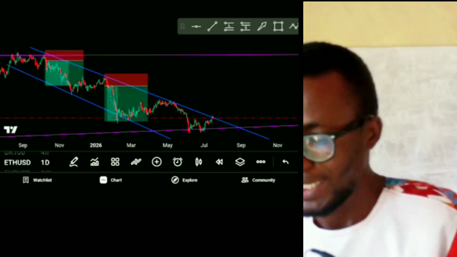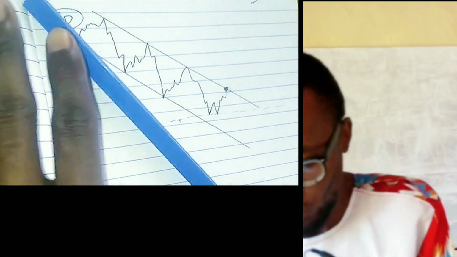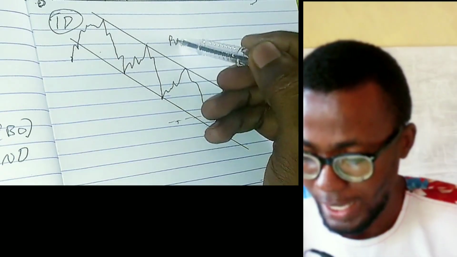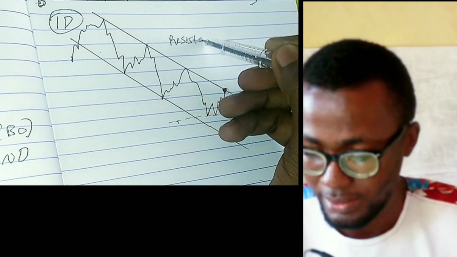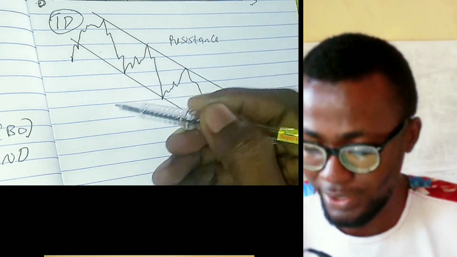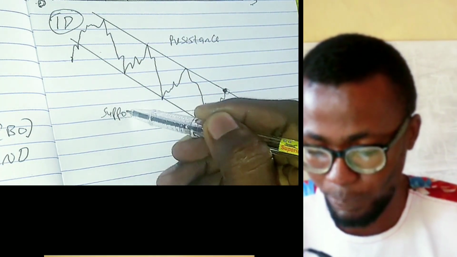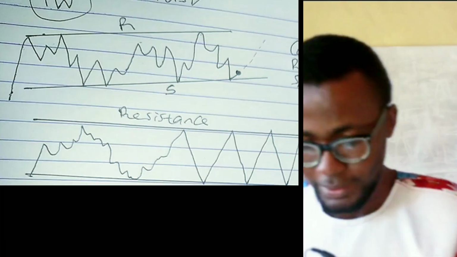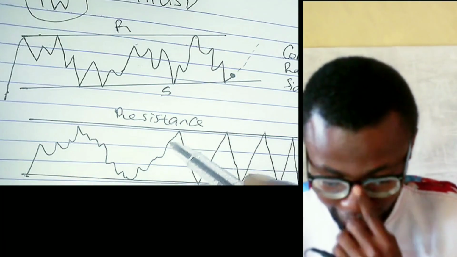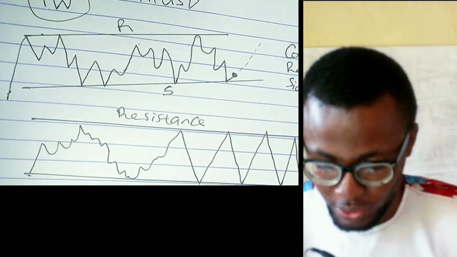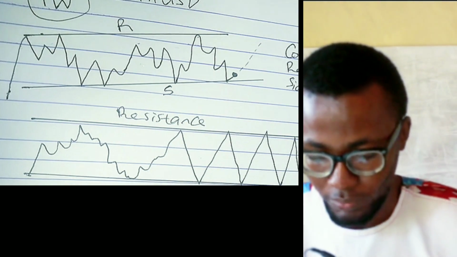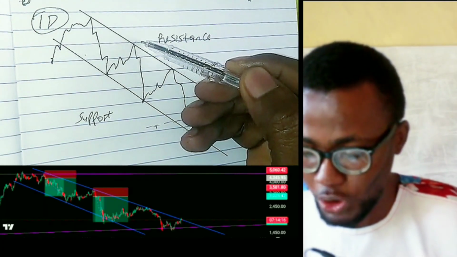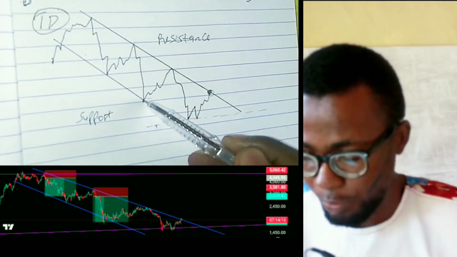Now let me explain a downtrend to you using this. Remember that this side is our resistance, right? And this side is our support. Remember this side. The upside is our resistance. So the resistance prevents it from going up more, while the support prevents it from going down more. Right? Coming to this side too, you notice that the resistance is preventing it from going up more, while the support is preventing it from going down more.